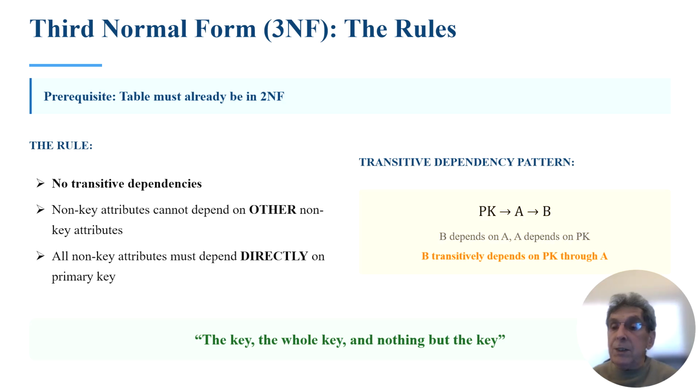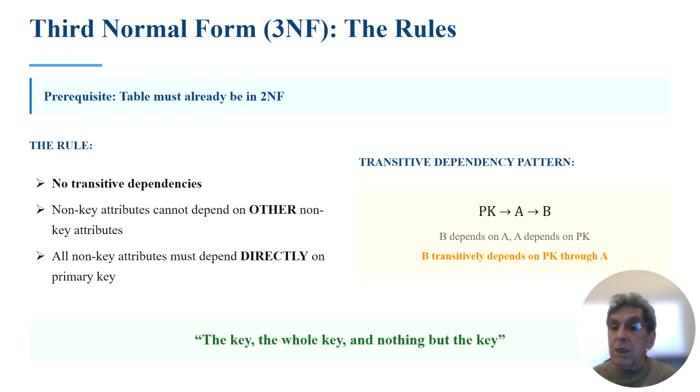What's a transitive dependency? It's a chain. The primary key determines attribute A, and A determines attribute B, so B depends on the primary key, but indirectly through A. The classic example: employee ID determines department ID, and department ID determines department name, so employee ID determines department name, but transitively through department ID.